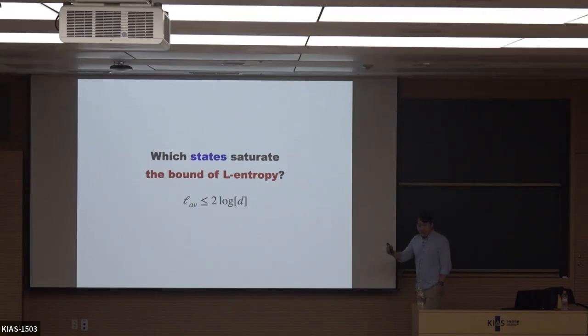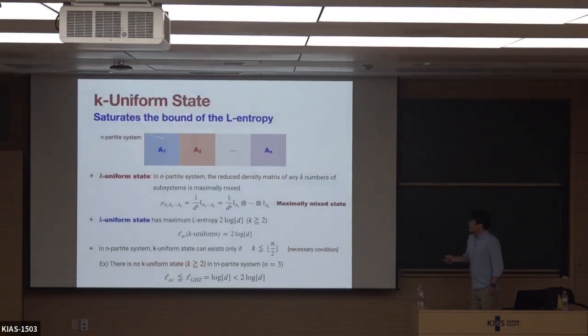Then it's very natural to ask, in general, which state saturates this bound? Such a state should be very special, and it's analogous to the Bell state. It turned out that it's already known. It's well studied in quantum information and some mathematics. It's called a K-uniform state, and this state saturates the bound of our entropy.